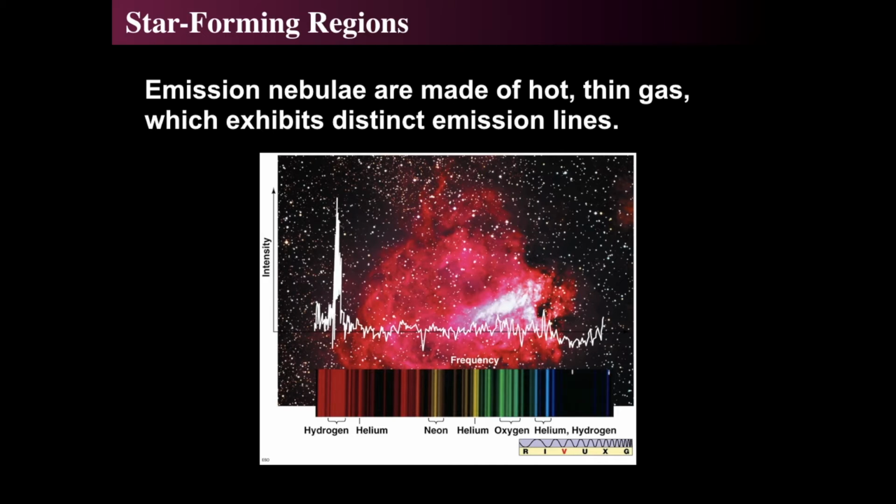So emission nebulae are basically hot, thin gases. And if you pass a spectrograph over them, by looking at their spectrum, you'll see that they emit brightly in very specific wavelengths of light, and those wavelengths are typically hydrogen and helium, but you'll also see some oxygen and neon and other elements that are prevalent inside the interstellar medium. But prominently, you're going to see the brightest emission lines in hydrogen. That's where the pink glow comes from. That's hydrogen emitting at 6563 angstroms.